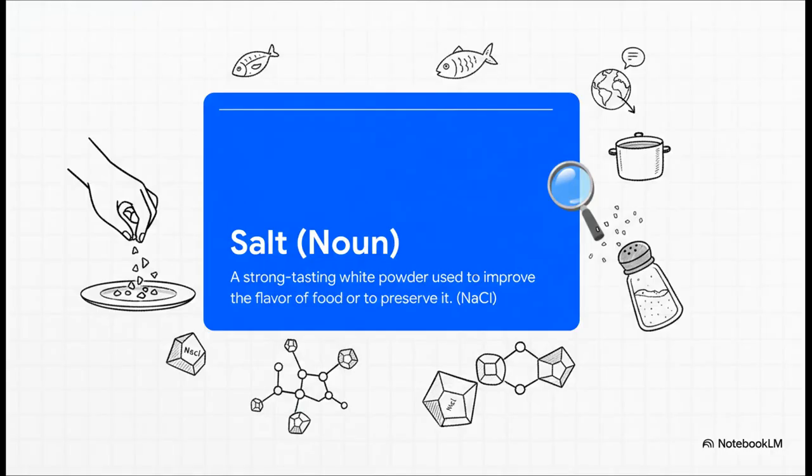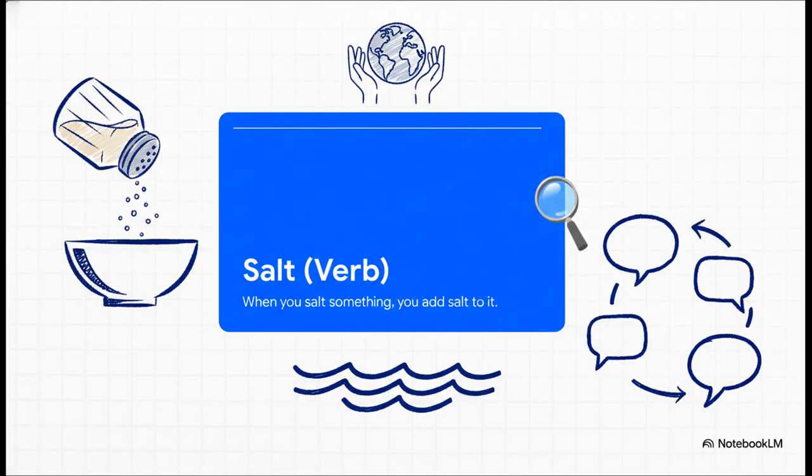As a noun, the definition is just perfectly simple. A strong-tasting white powder. That's it. Anyone, anywhere on Earth, can pretty much picture that. They even toss in the chemical formula, NaCl, for a little extra, clear-cut detail. And the verb definition, this is where you can really see the mission in action. When you salt something, you add salt to it. You see that? It's so simple it's almost circular. It uses the main word to explain the action, assuming you know absolutely nothing, and that is completely intentional.